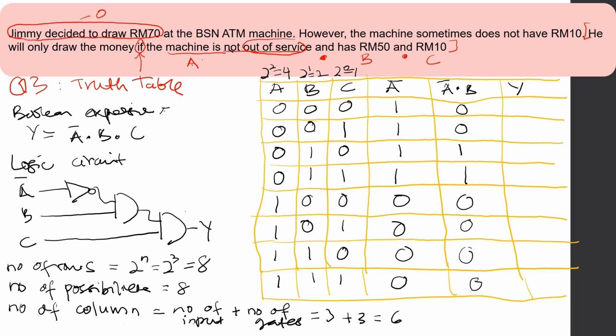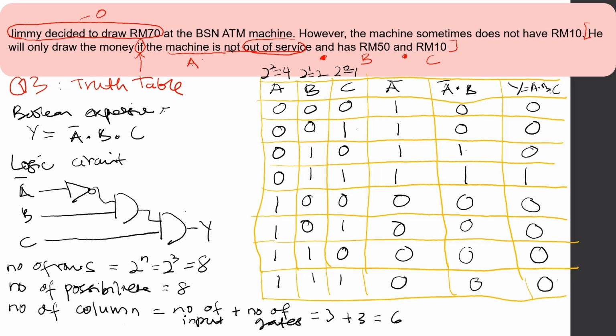And the last one is A naught B dot C. A naught B dot with C. So this one, A naught dot B with the C input. Okay, so 0 and 0, 0. 0 and 1, 0. 1 and 0, 0. 1 and 1, 1. 0 and 0, 0. 0 and 1, 0. 0 and 0, 0. 0 and 1 is 0.